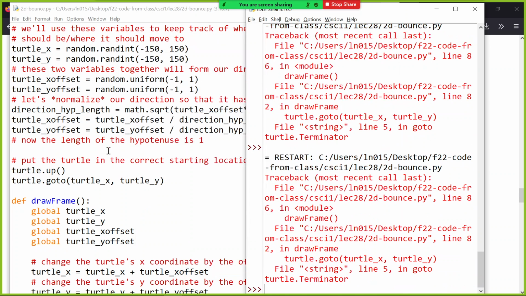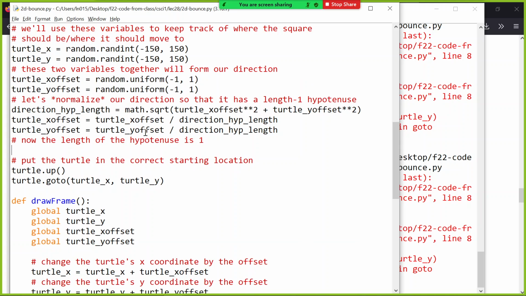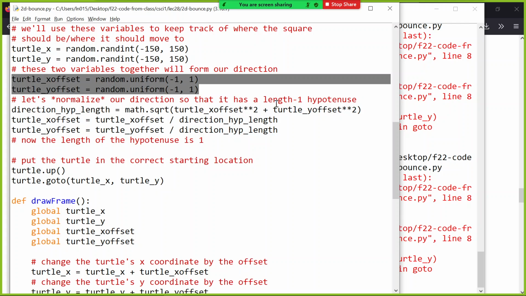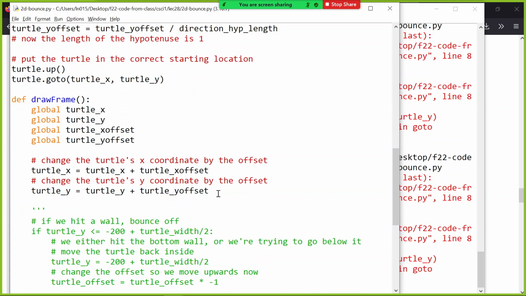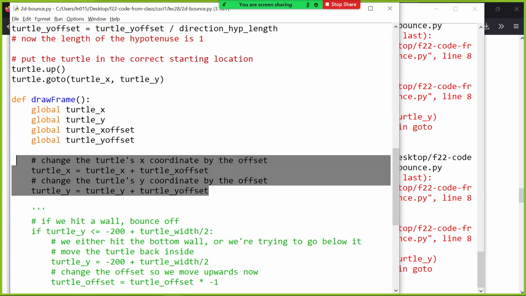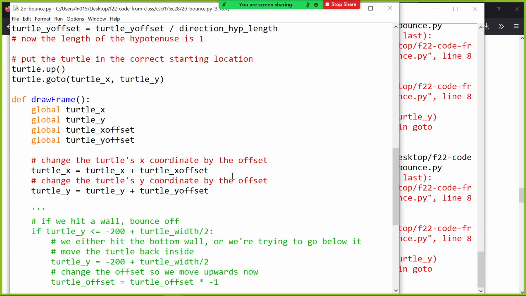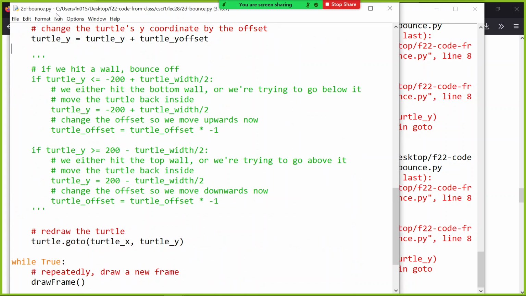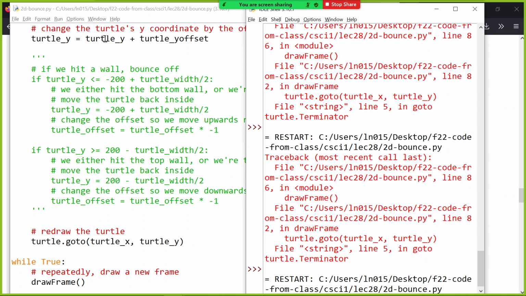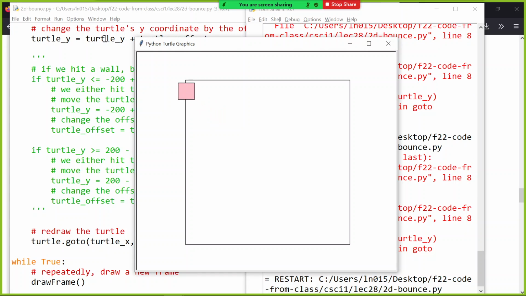Any questions about that? It's a slightly technical process, but again, the bulk of the work was just noticing that we needed 2 offsets, 1 for x, 1 for y, and every time we draw a new frame, we want to nudge the turtle along in both the x and y direction by those x offsets and y offsets. All right, that'll move the turtle in 2-dimensional space, which is beautiful. Any questions about any of that? Because we're almost done. We just need to bounce them off now. That's going to be the last bit of work to do.